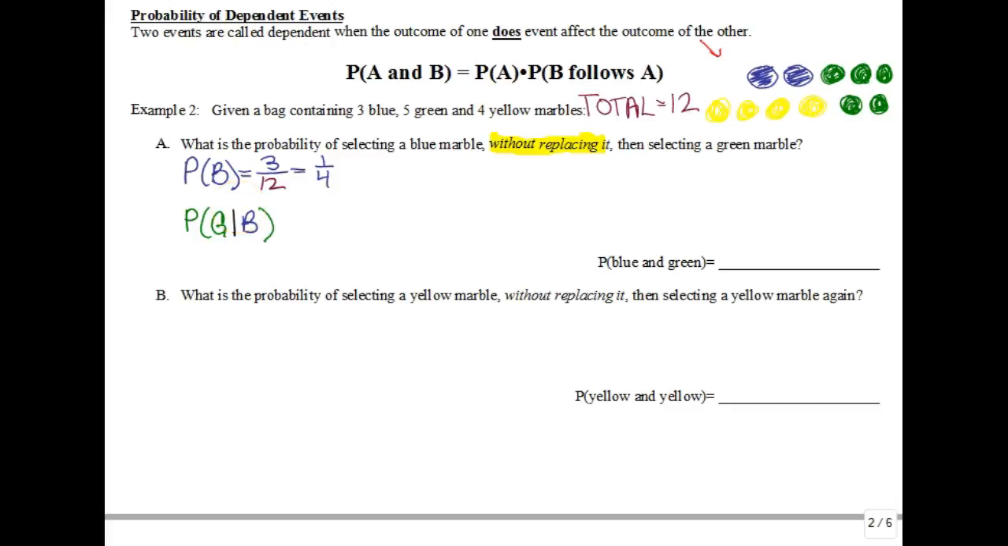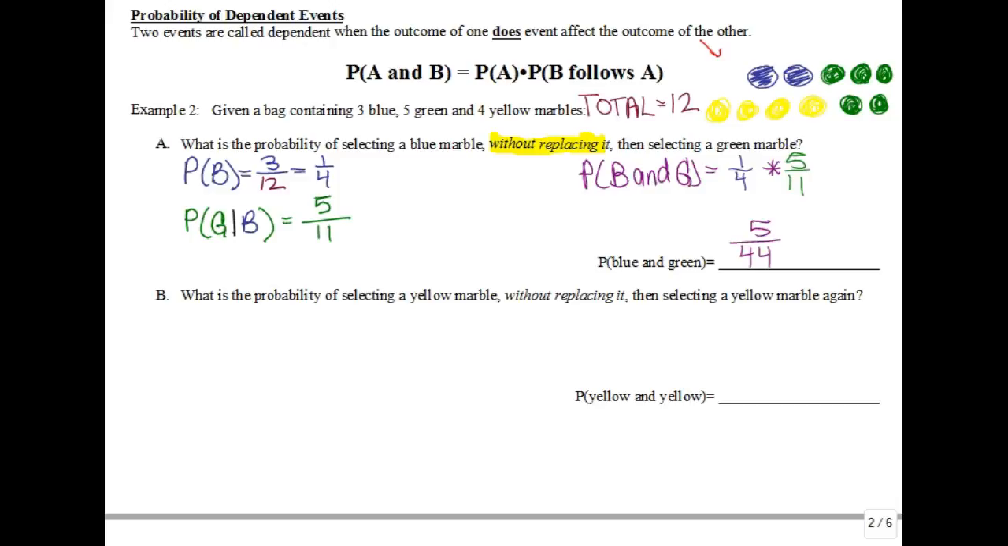So what is the probability of green given blue? Out of the 11 marbles that are left, 5 are green. So now let's answer the question, the probability of blue and green. We multiply these two probabilities together and get 5 out of 44.